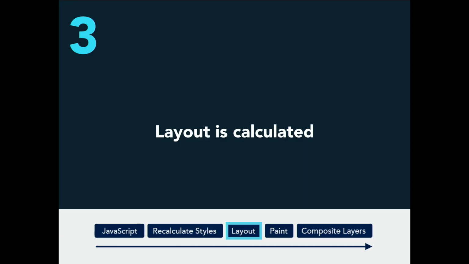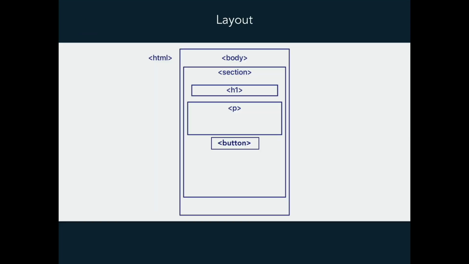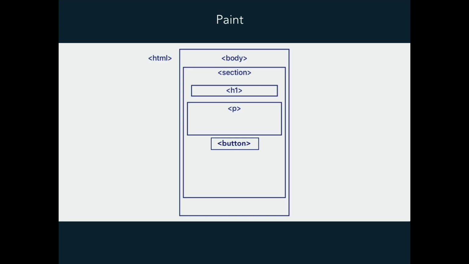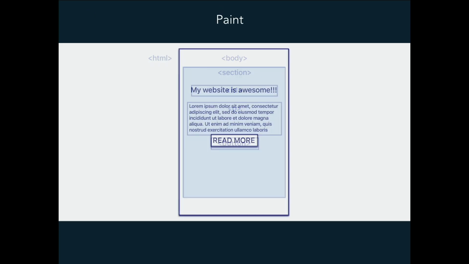After that, the browser is calculating the layout. So at this point, the browser will try to figure out how much space each element is going to take, where it's going to be positioned, and it's going to present this as a collection of vector boxes. After we know where elements are positioned, everything is getting rasterized and painted to the layers. We already have pixels at this point, so we take these vector boxes and then we turn them into pixels.